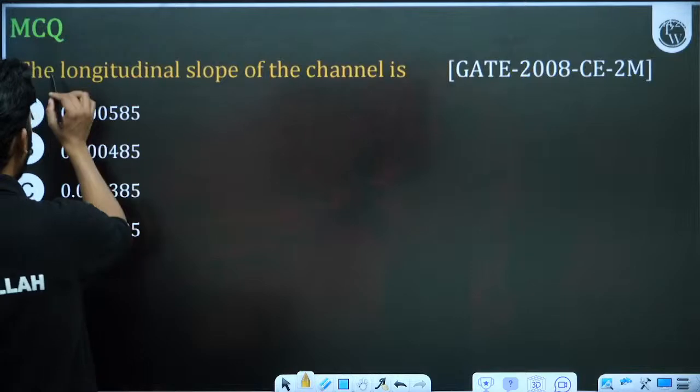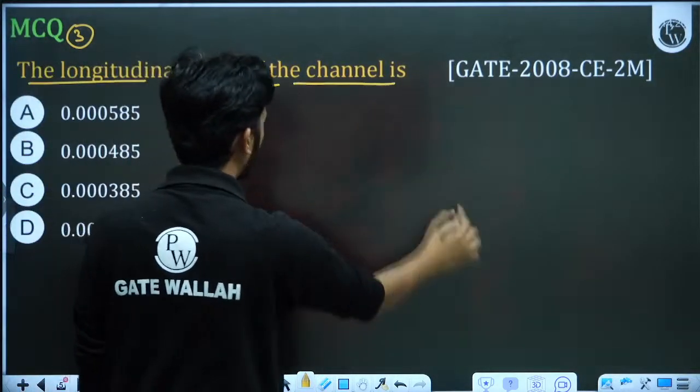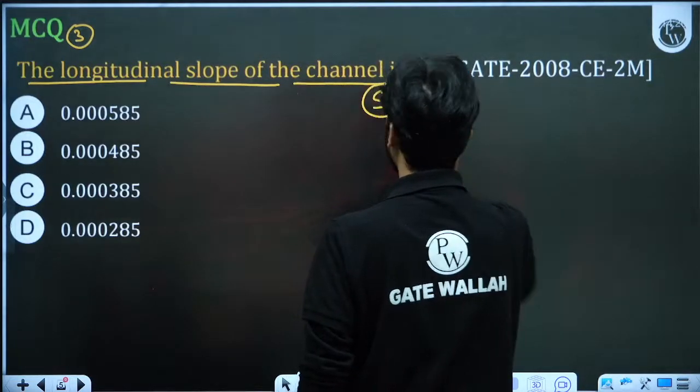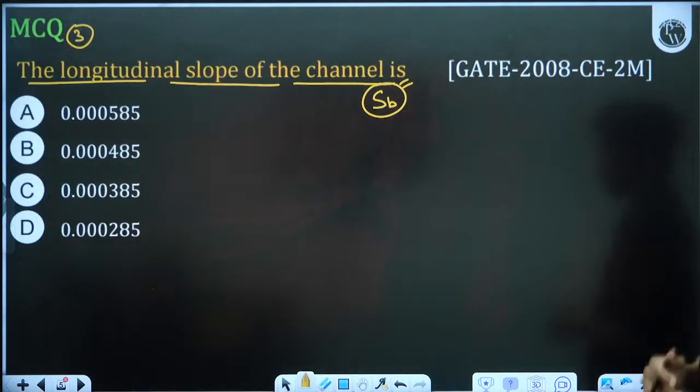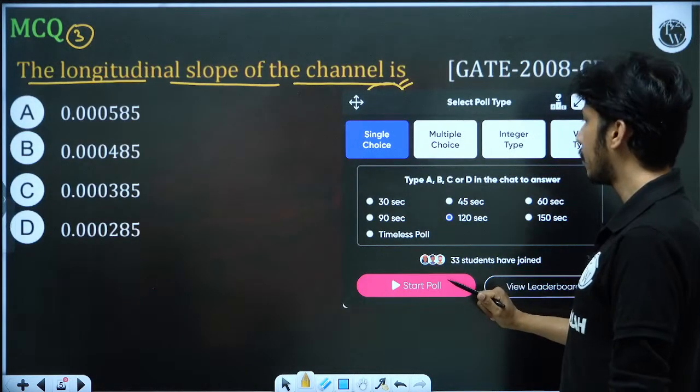Now the first question, question number 3, they have asked the longitudinal slope of the channel, SB. What is the value of SB they are asking? So you can apply the Manning's equation to calculate the SB value. Okay, so I am creating the poll for this.